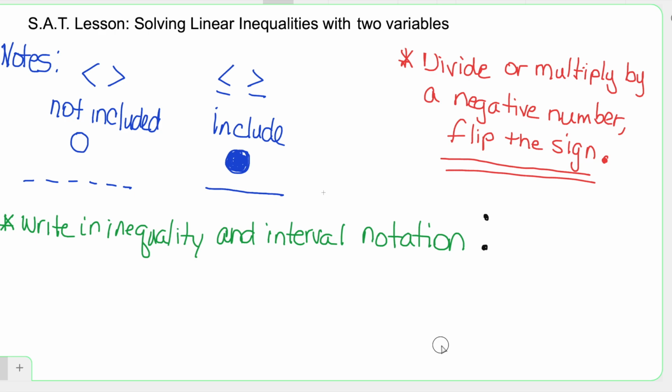In this video today, you are going to learn solving linear inequalities with two variables. In these two variables, we have a y and an x. Here are the notes. If you haven't already, there is a lesson on one variable.